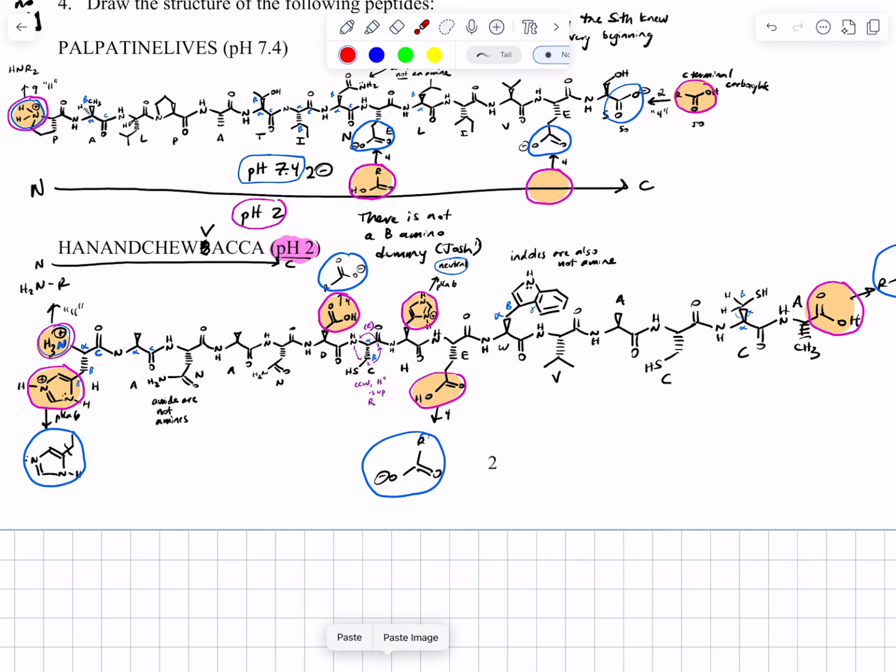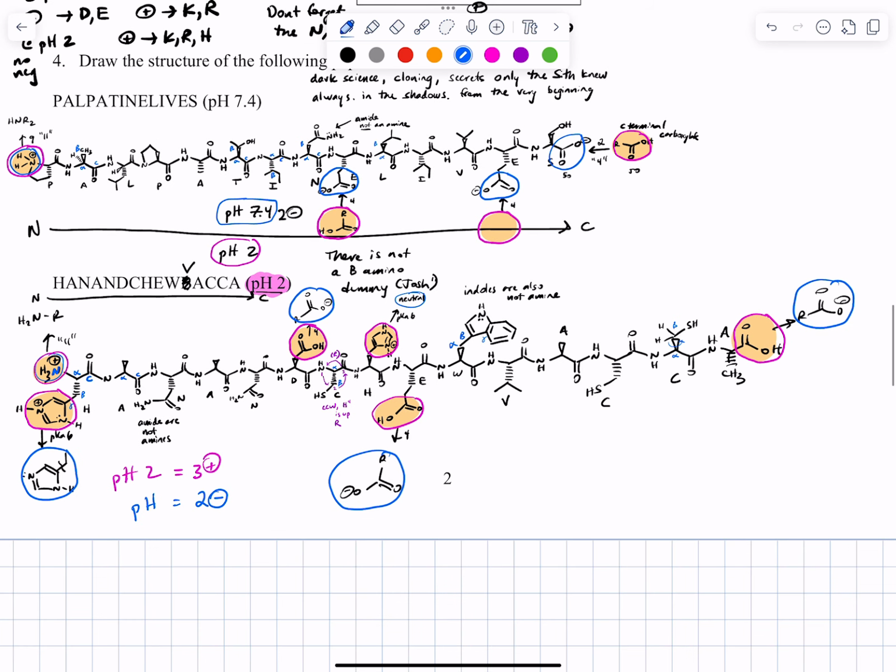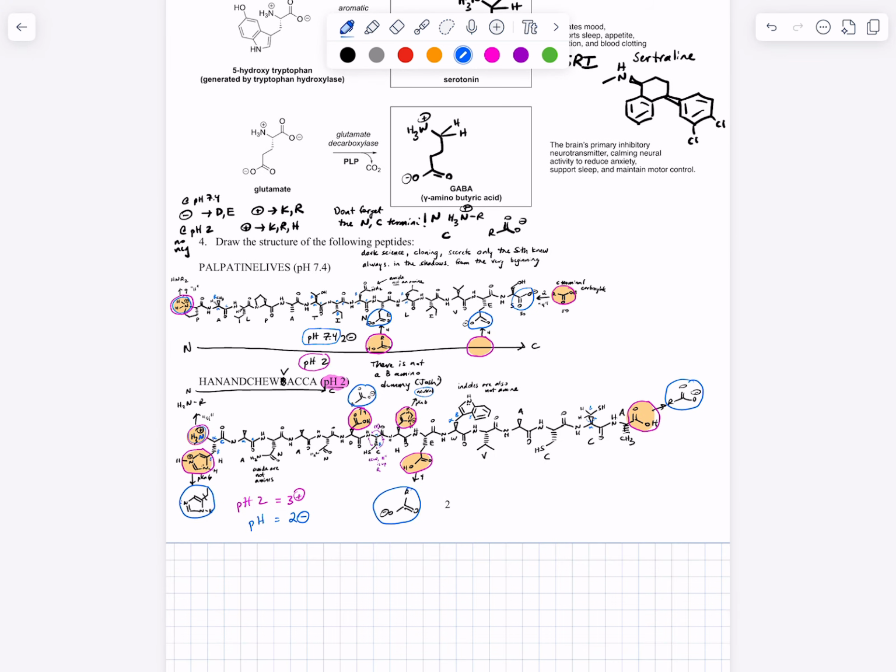So I'm looking at pink, since pink is for pH 2. We're looking at plus, neutral, neutral. So I count 3 pluses. Is that what you guys count? Okay. And then at pH 7, I count a plus, and 1, 2, 3 minuses. So at pH 7, 1 plus and 3 minuses should be 2 minus. Is that what you guys get? Okay, good. So that's the kind of thing you're going to need to be able to do. Other questions?